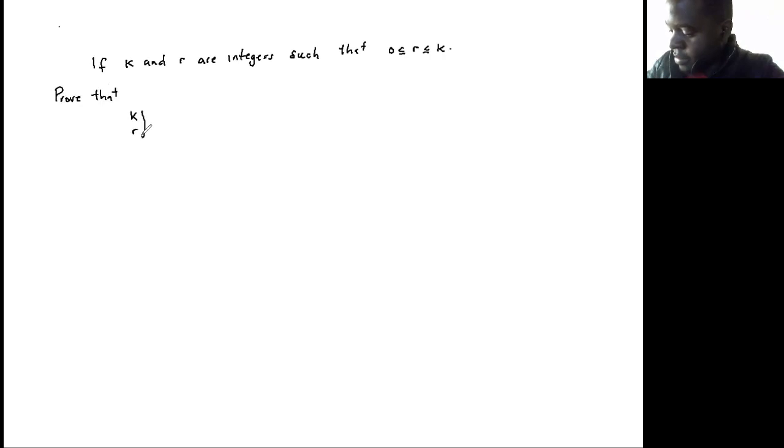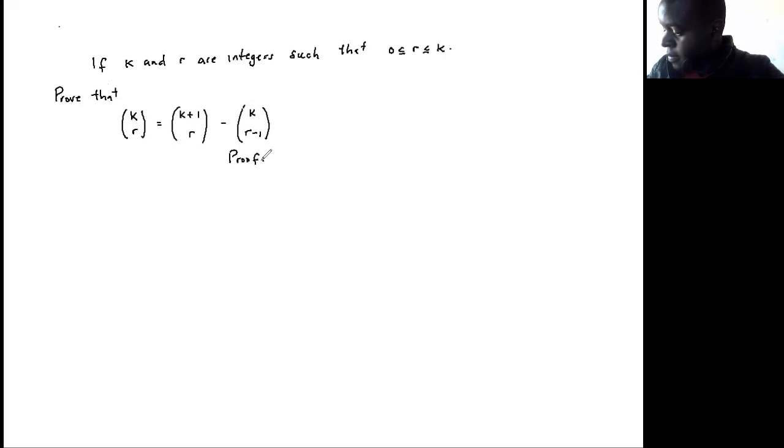K choose R is equal to K plus 1 choose R minus K choose R minus 1. Okay, so I want to get the proof of this. So you start with one side. So let's start with the right-hand side and see if we'll be able to get the left-hand side.